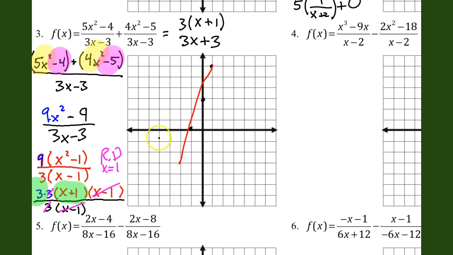Oh, that didn't work. It's not working. There we go.